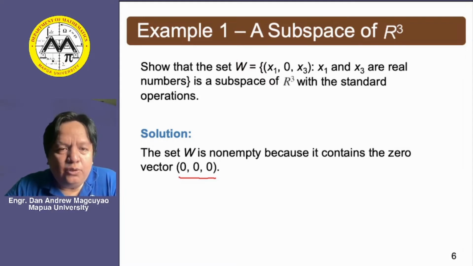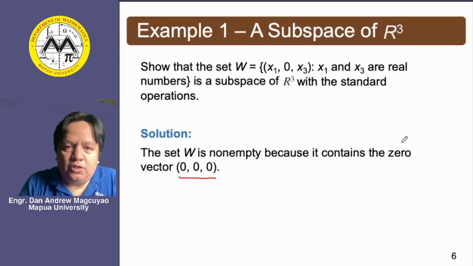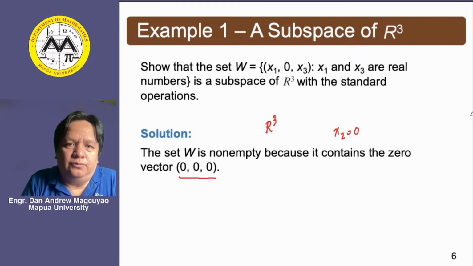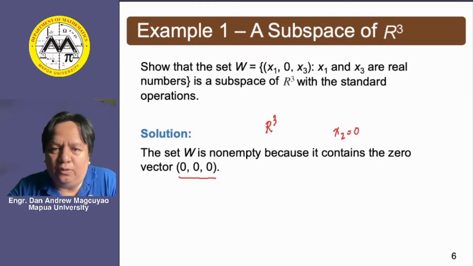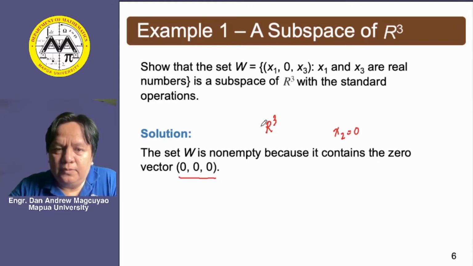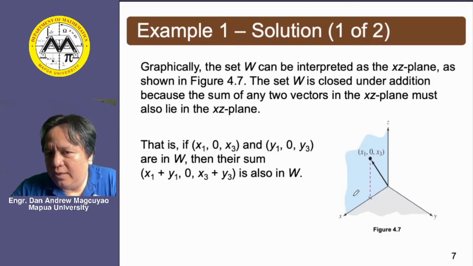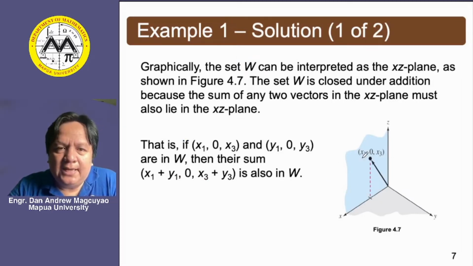Now, what we are going to do next is to check whether it is closed under vector addition and scalar multiplication. So we have a vector in R³ such that x2 is equal to 0. So it is the set of all vectors in R³ wherein the second component is 0. We are going to check that. So it would be a vector in this plane. So graphically, the set W can be interpreted as the xz plane as shown in the figure.